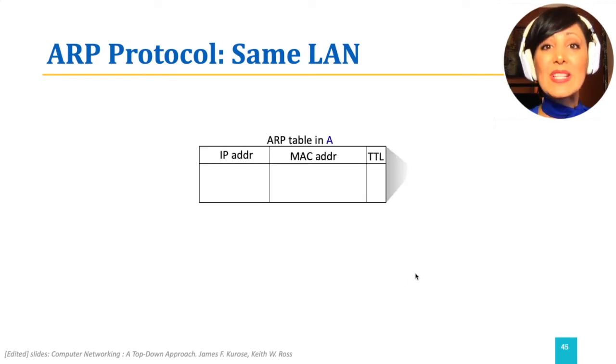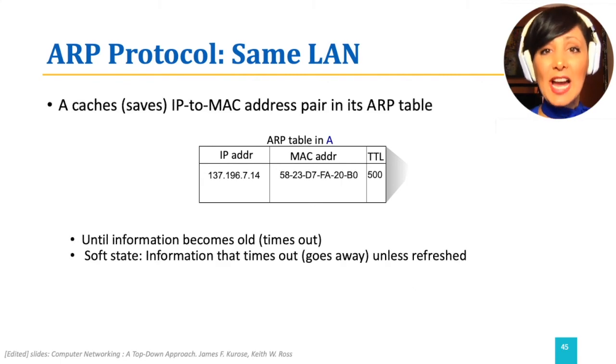Node A receives this response from node B and caches the IP to MAC address translation in its ARP table. This is saved until the information becomes old at the expiration of the time to live. The timeout, which happens at the expiration of the time to live value, would not trigger another ARP request. Instead, the timeout would cause the entry to disappear from the ARP table, and if node A later requires this translation again for another communication, it can use the ARP protocol to receive node B's MAC address again.